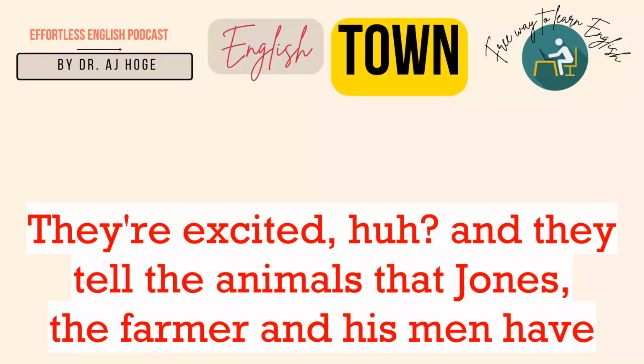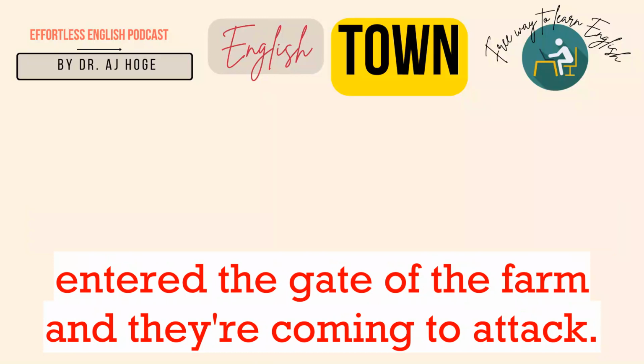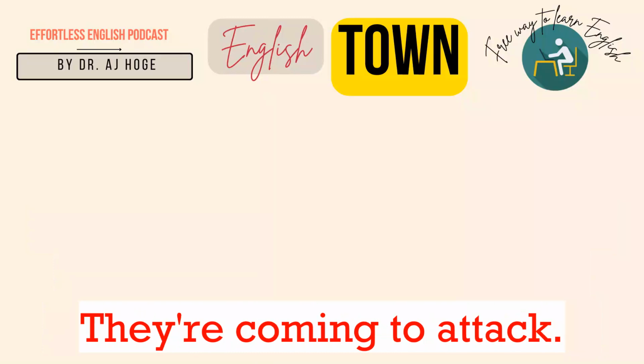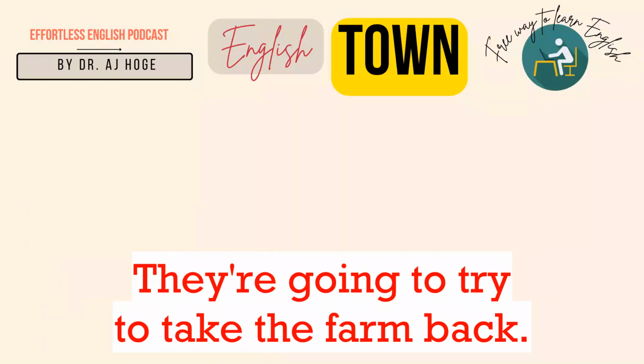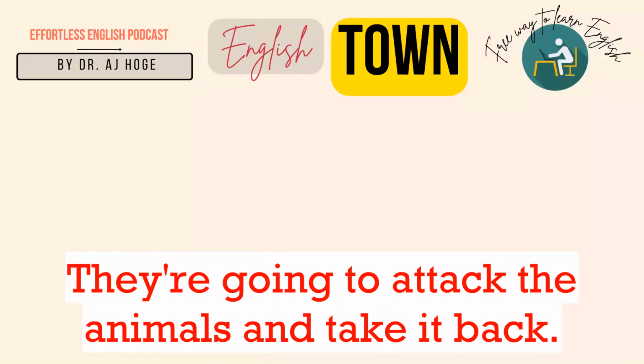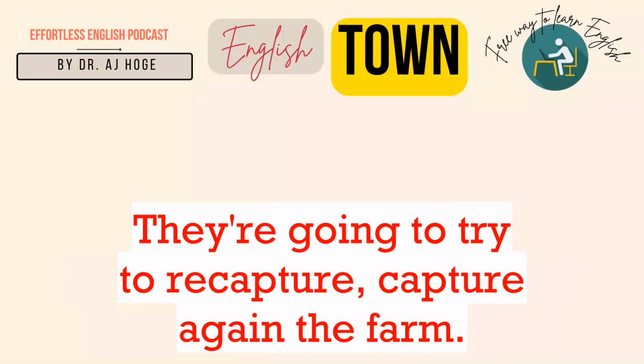They tell the animals that Jones, the farmer, and his men have entered the gate of the farm, and they're coming to attack. They're going to try to take the farm back. They're going to attack the animals and take it back. They're going to try to capture again the farm.